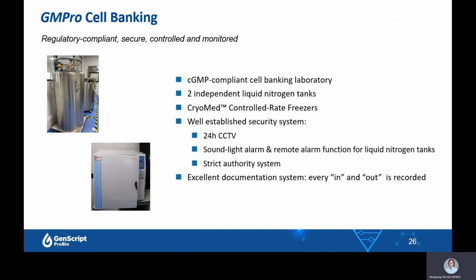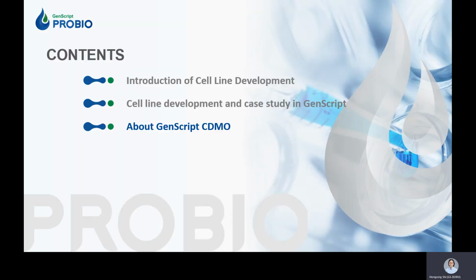We just mentioned that the last stage of the cell line life cycle is MCB-WCB production. After the successful development of a cell line, the top clones will enter the cell bank production. ProBio has the ability to conduct bank production under cGMP conditions, which is our GMP Pro cell banking service. That is an introduction to the ProBio cell line development platform.